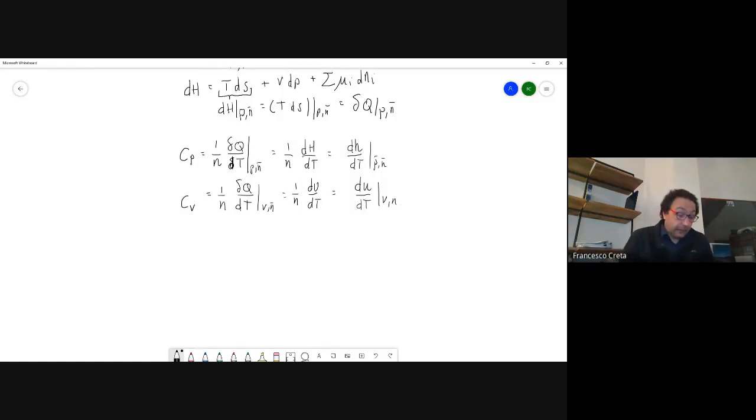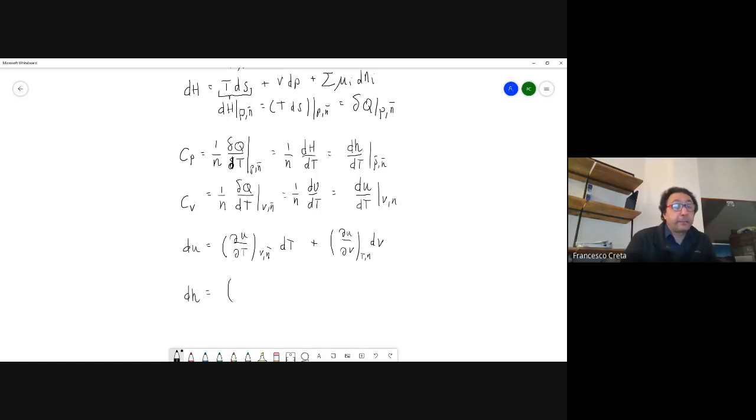Generally speaking, looking at the intensive quantities, the specific quantities, we could write this as dU/dT at constant volume and number of moles, so that would be Cv. But in theory, you could also have dU/dV, for example, at constant temperature and composition.